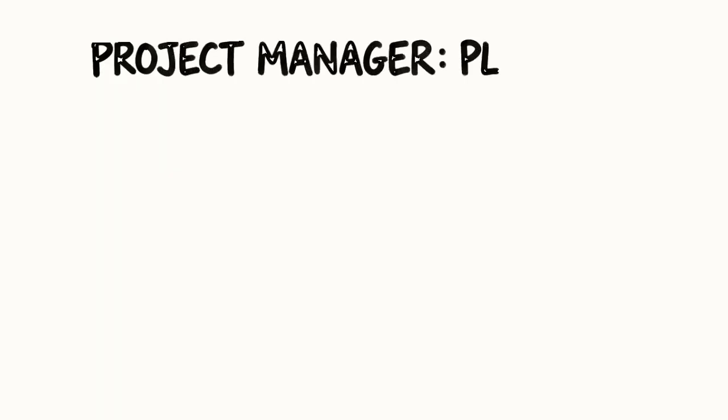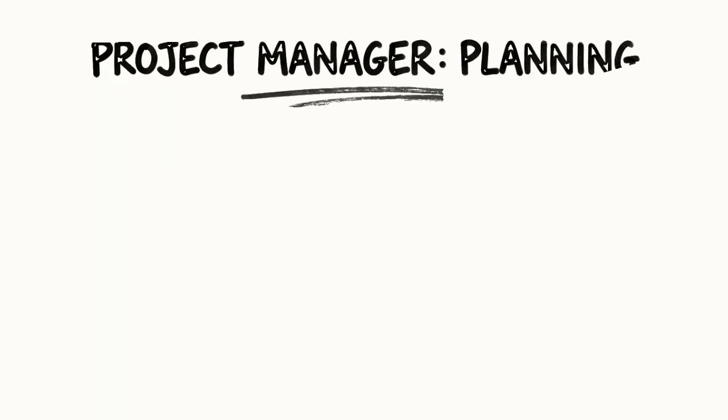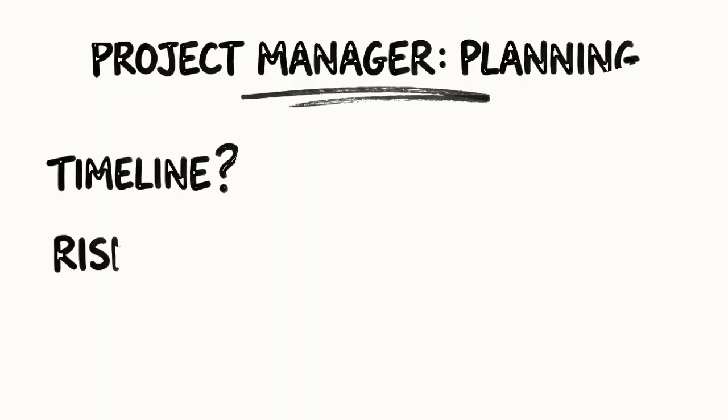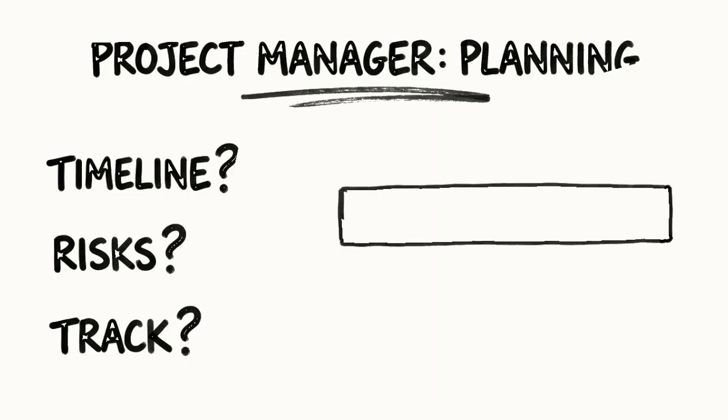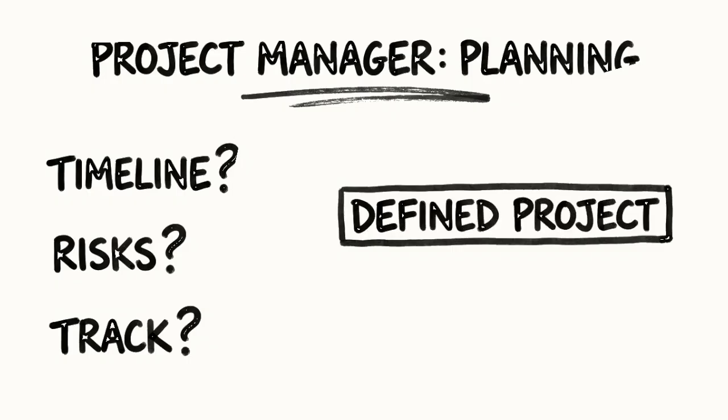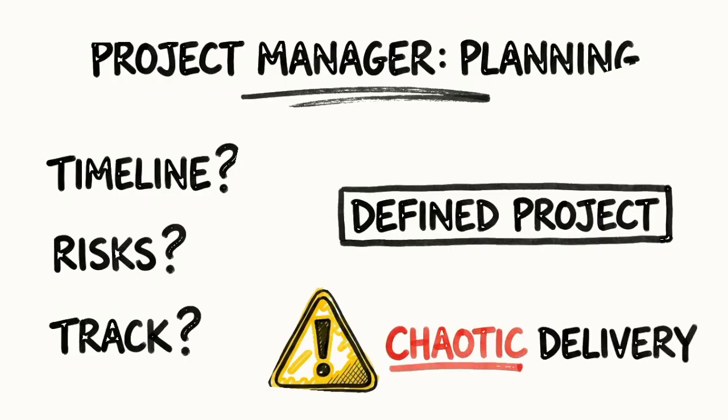Now let's talk about the project manager. A project manager focuses on planning, coordination, timelines, dependencies, risks, budget, and execution of a specific initiative. They ask practical questions like, what is the timeline? What are the risks? Who is dependent on whom? And are we on track? They usually come in when there is a defined project with clear scope, milestones, and deadlines. If the project manager is missing, delivery can become chaotic. Timelines may slip, and risks often go unmanaged.